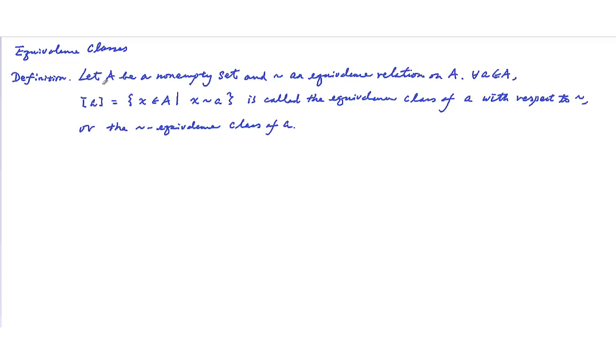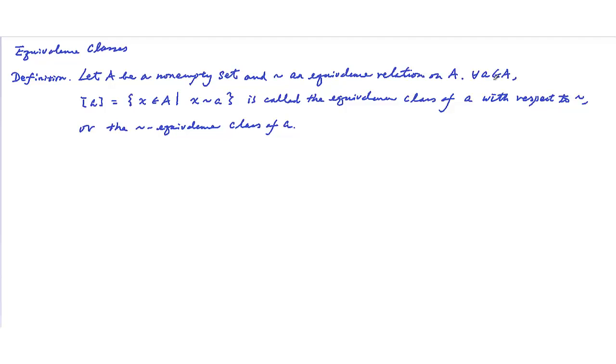Equivalence classes. Let's study equivalence relations further. We have seen an equivalence relation on A can break A into subsets. Let's make a formal definition. Definition: Let A be a non-empty set and ~ an equivalence relation on A.